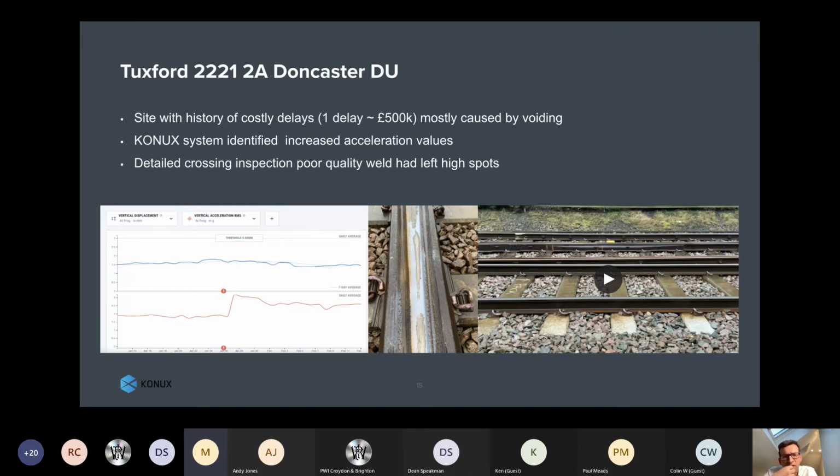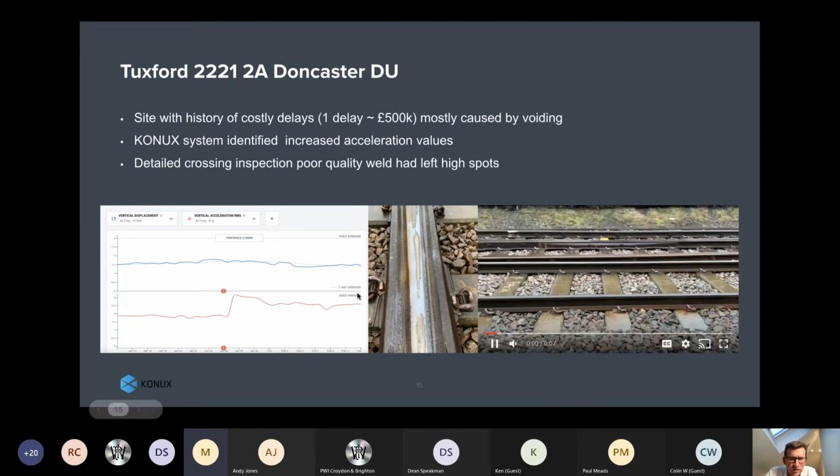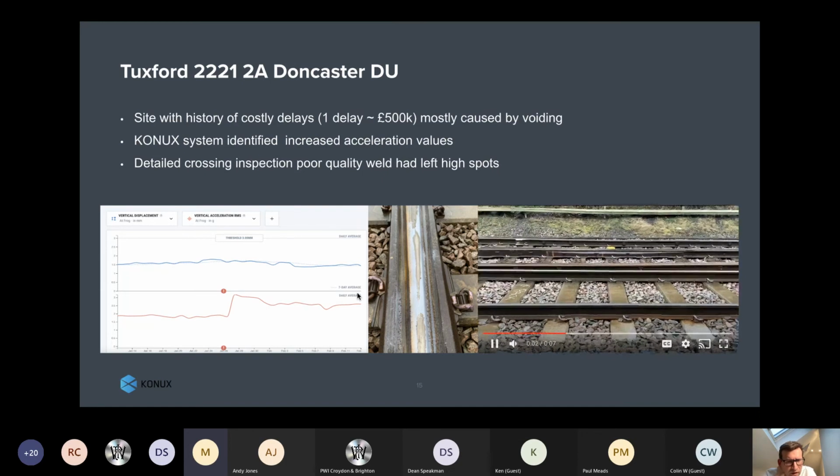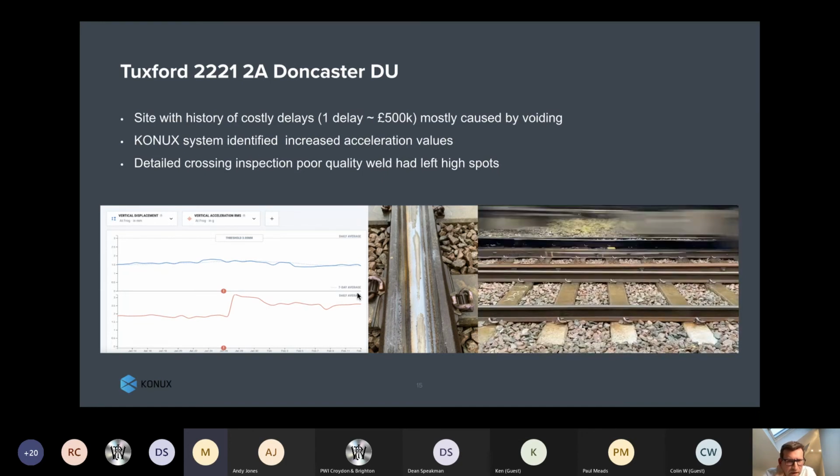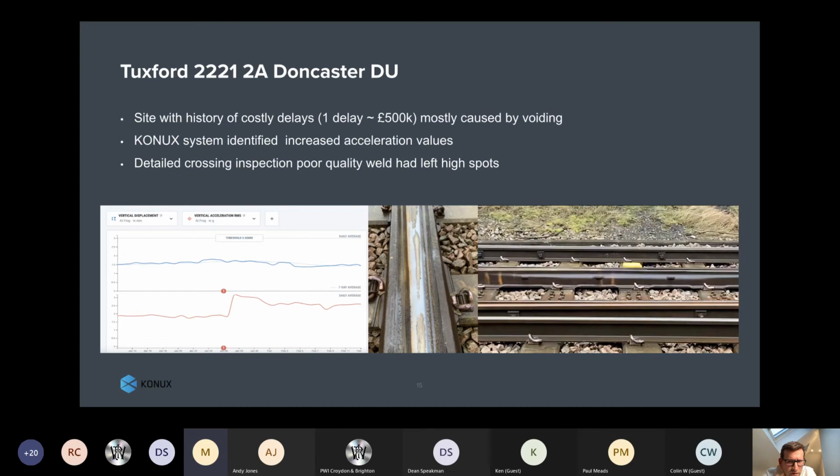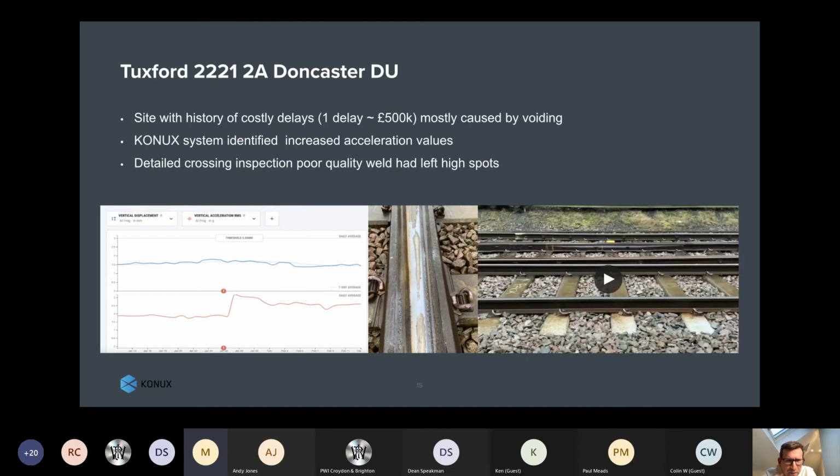Detailed crossing inspection identified that a poor quality weld had left high spots, and I'll show you a video of that. You might not be able to hear that, but you can definitely see that movement as the train goes through the crossing.